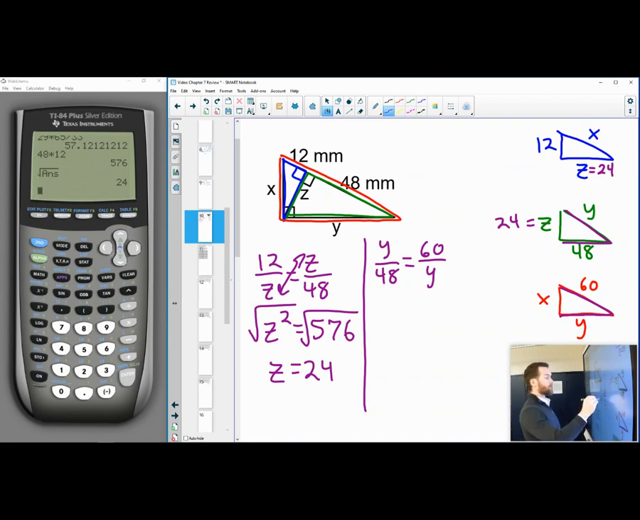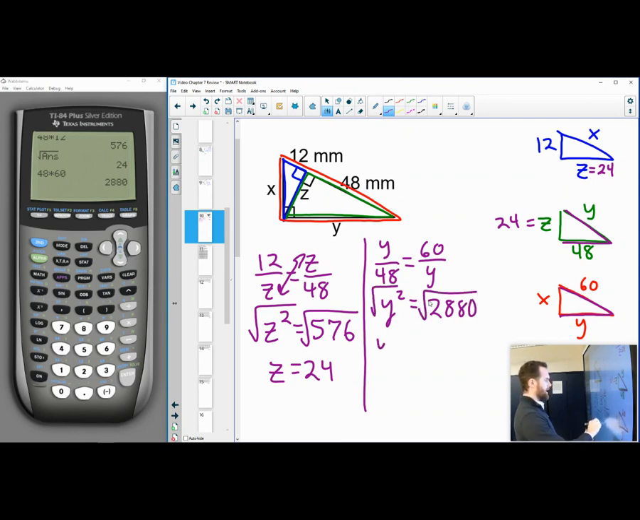Where was I? Right, cross multiplying. So we get Y squared equals 48 times 60. And we get 2,880. And then we take the square root of both sides. I'm going to use the same second square root, second answer trick. And this time that's going to be approximate. So Y is approximately, what is that, 53.66? Oh no, around 53.67, my bad.